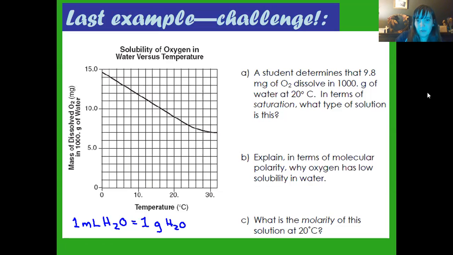Okay, so a student determines that 9.8 milligrams of O2 dissolve in 1,000 grams of water at 20 degrees Celsius. In terms of saturation, what type of solution is this? So let's look at this. We've got 20 degrees Celsius, 9.8 milligrams. So these lines go up by 2s, it looks like. 5, 7, 9, oh wait, no, 5, 6, 7, oh, they go up by 1s. Oops, my bad. Okay, so 5, 6, 7, 8, 9. They said 9.8 milligrams. So that's like right here.